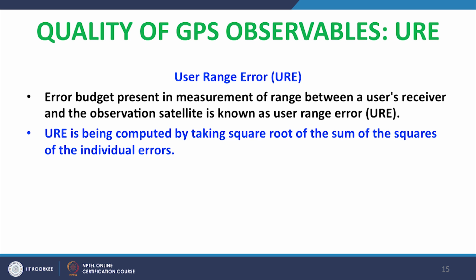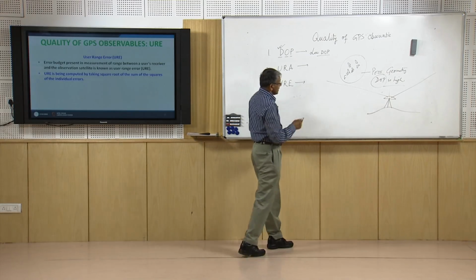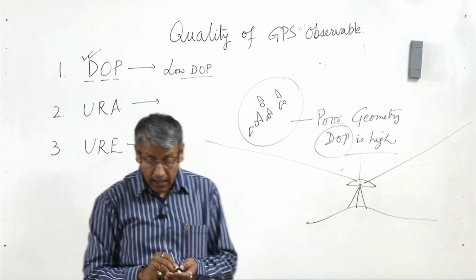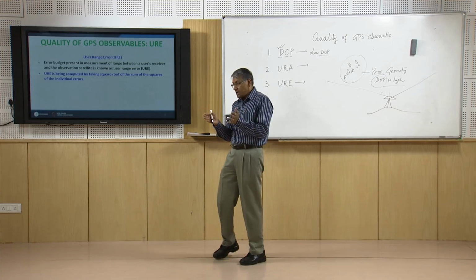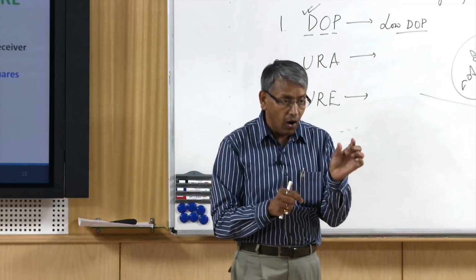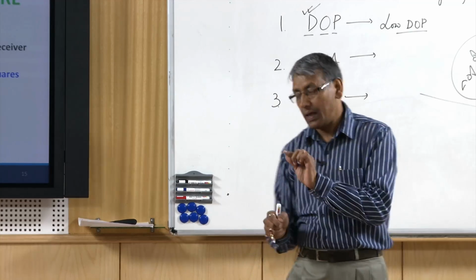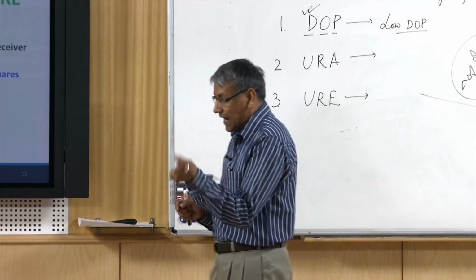Next, another parameter which is most popularly used is called URE, user range error. It is a quantitative parameter which we compute by taking the square root of the sum of the squares of individual errors. Actually, errors are taken as their effects on the range measurement. So how much a particular error is causing error in the range measurement, that is taken.